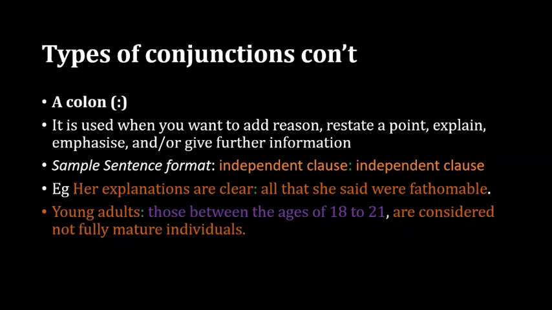Now let's look at one example I took from one of these writing tasks I did, and I think I pretty much used it effectively. So you see young adults, then the colon comes: those between the ages of 18 and 21. So what is this sentence doing? Those between, the one I highlighted over here, what is it doing? It's just trying to explain the young adults. Okay, so that's how you use what? Your colon, and comma, are not fully matured individuals.